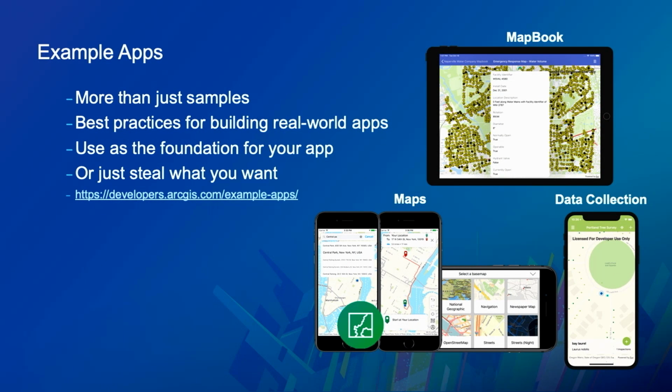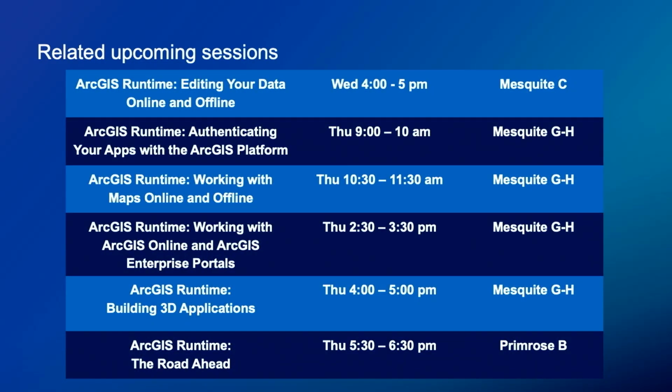And if you just want a full-blown app that you can start customizing, then look at our open source example apps. You saw a couple of them in the plenary this morning, the data collection app and the DSA app. We have a couple of other iOS apps like Mapbook and Maps, and we provide all the source code on GitHub, and they really target a specific workflow that you're trying to build into your apps. So check those out on developers.arcgis.com. And finally, there are a lot more sessions on Runtime that deep dive into specific areas that I haven't gotten into in this session. I encourage you to check those out.